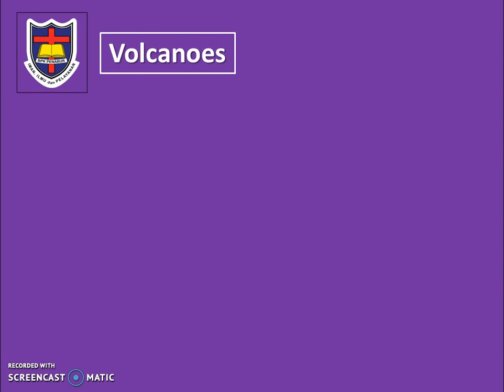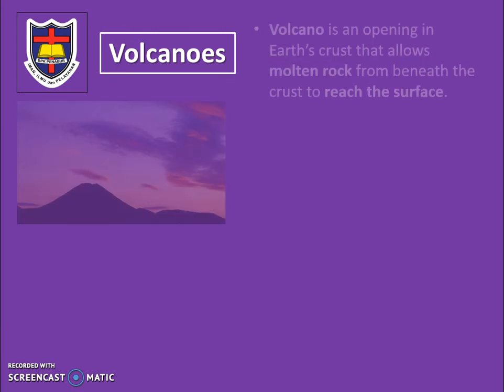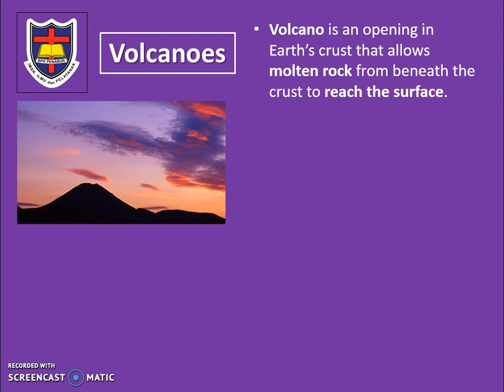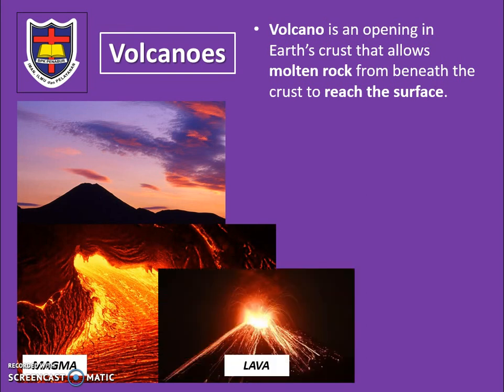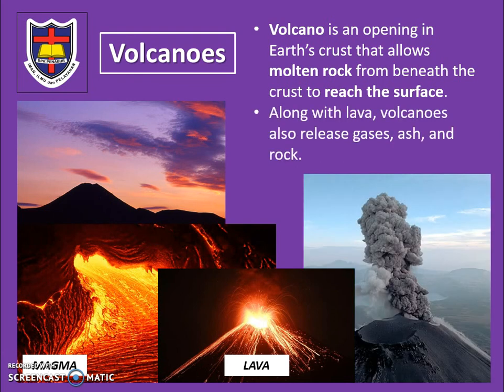Next, we will talk about volcanoes. As I mentioned before, one of the tectonic features formed on the Earth's surface is volcanoes. A volcano is an opening in Earth's crust that allows molten rock from beneath the crust to reach the surface. This molten rock is called magma when it is beneath the surface, and lava when it erupts or flows from a volcano. Along with lava, volcanoes also release gases, ashes, and rocks. It's a super hot mix that can be both incredibly destructive and creative.